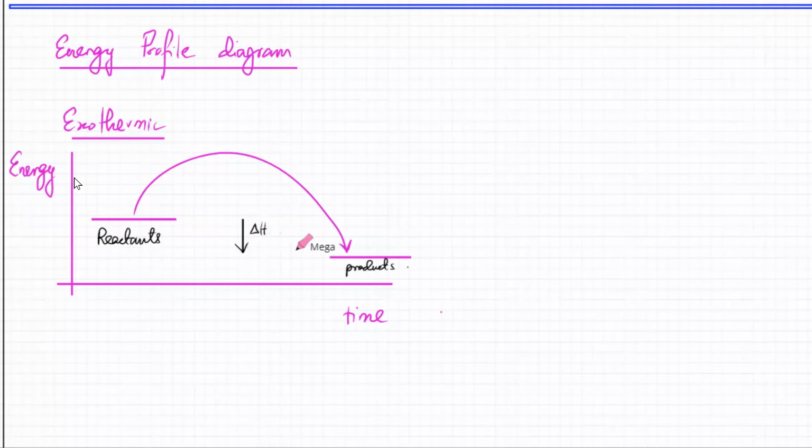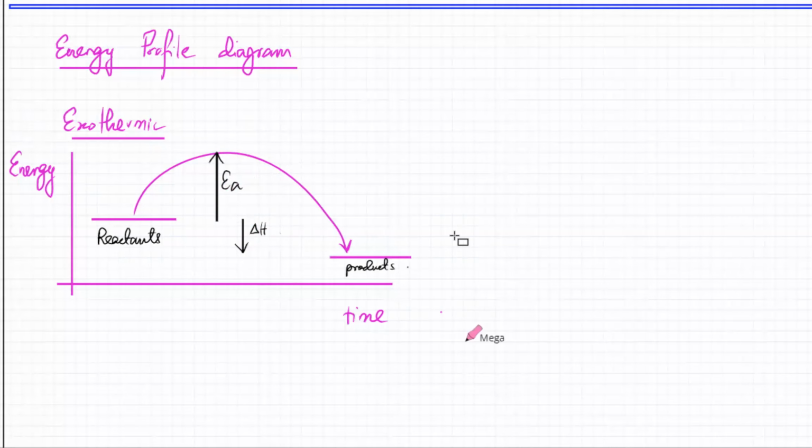So that's the net energy change. In an exothermic reaction, you're losing energy. So the products are always at a lower energy because they've lost energy. And then you've got this activation energy, which starts from the bottom and reaches all the way to the top. That over here is your activation energy.